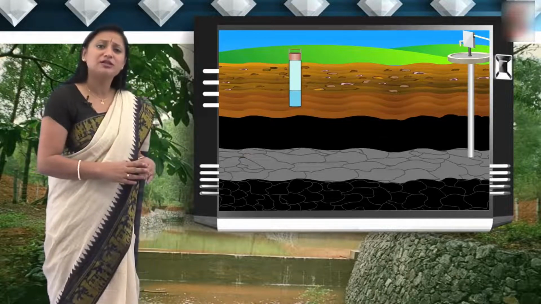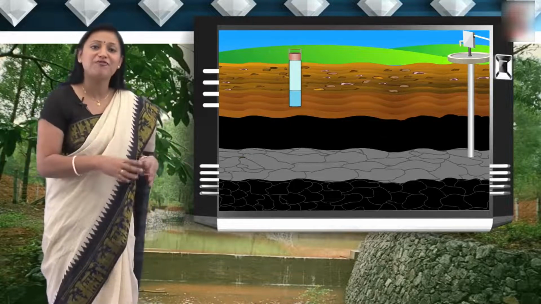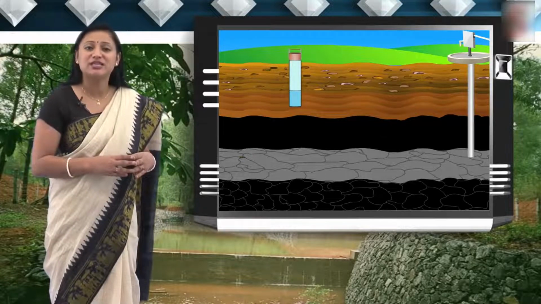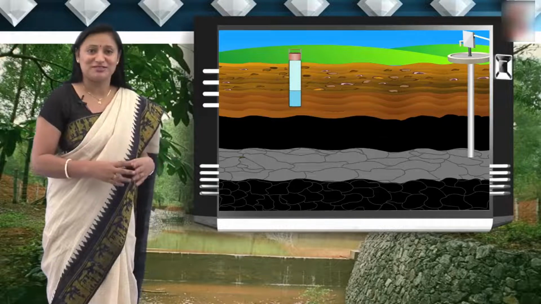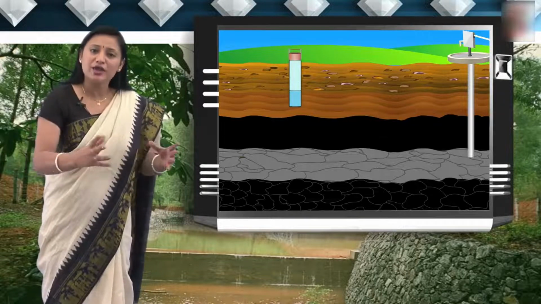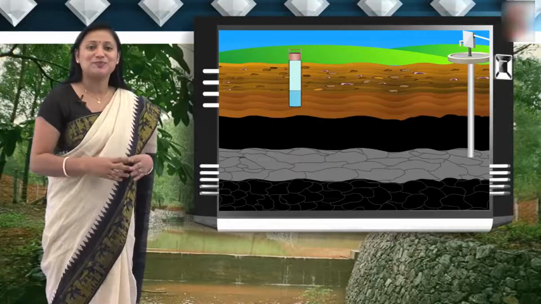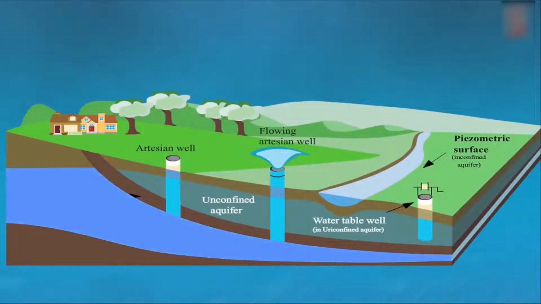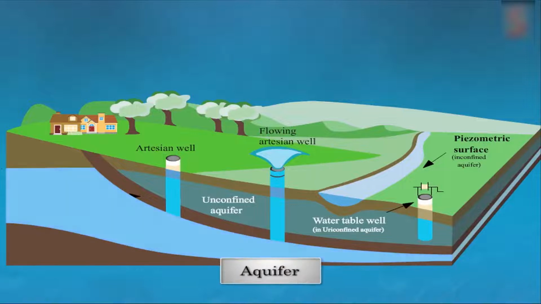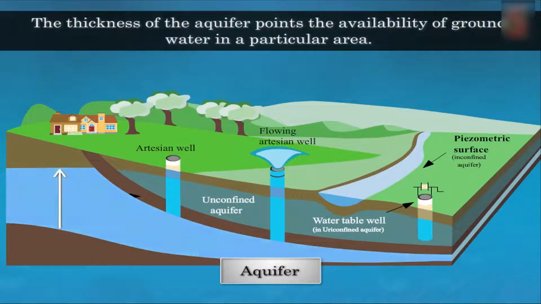Deep layers of sand, soil and pebbles can be found in small areas in the state that are close to rivers. The water accumulates in such layers. The layer that accumulates the water under the ground among the rocks is called aquifer. The thickness of the aquifer points to the availability of groundwater in a particular area. Water table or groundwater level.